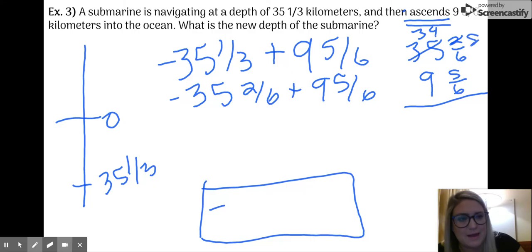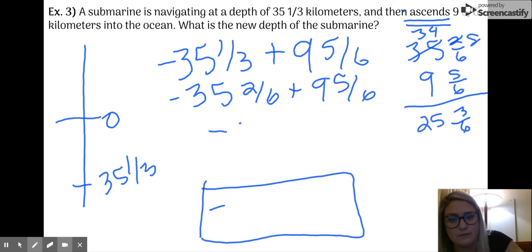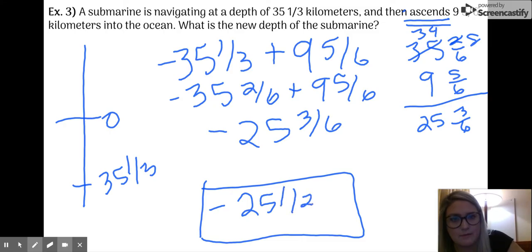So this is really going to be 8/6. So 8/6 take away 5/6 is 3/6. And 34 take away 9 is 25. So we'd get negative 25 and 3/6. And we can even simplify that to negative 25 and 1/2 kilometers.